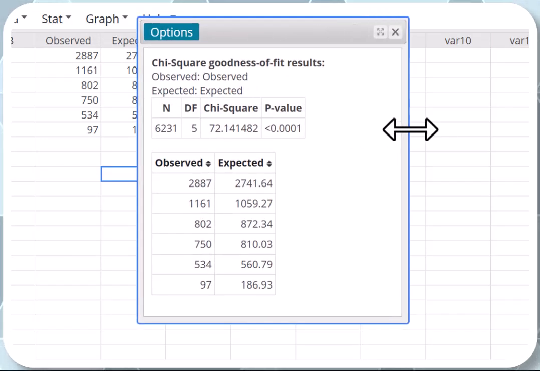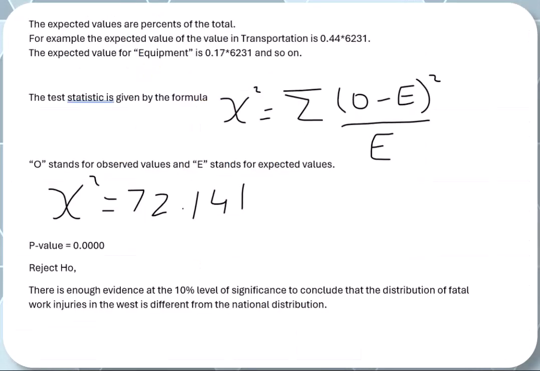Let me show you the results. Here you go. The chi-square test statistic is 72.141. And the p-value is so small that it says less than 0.001. So let's write them down. Chi-square is 72.141. The p-value is almost 0. You can write 0.000, which is less than alpha. And because this is less than alpha, you can reject the null hypothesis. Alpha is 10% in this exercise.